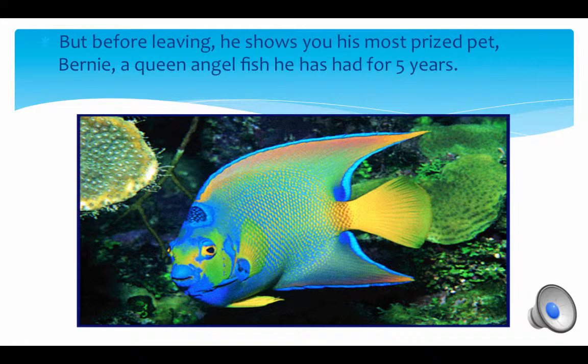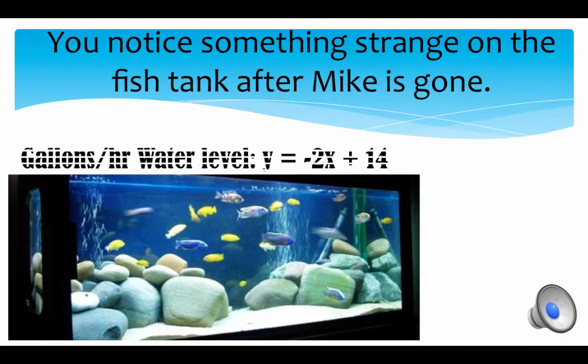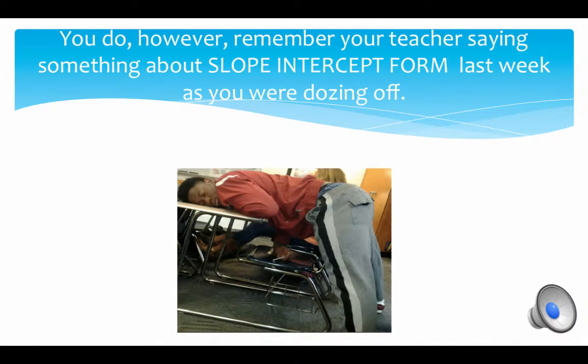But before leaving, he shows you his most prized pet, Bernie, a queen angelfish he has had for 5 years. You notice something strange on the fish tank after Mike is gone. Gallons per hour, water level, y equals negative 2x plus 14. But because Mike is in the middle of nowhere, you can't contact him to determine what this means.